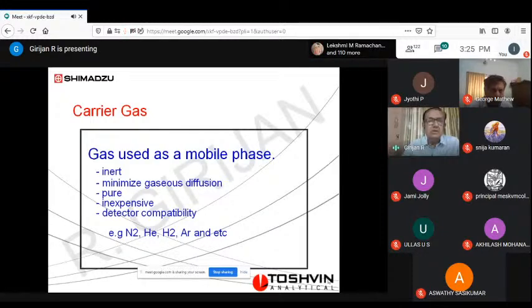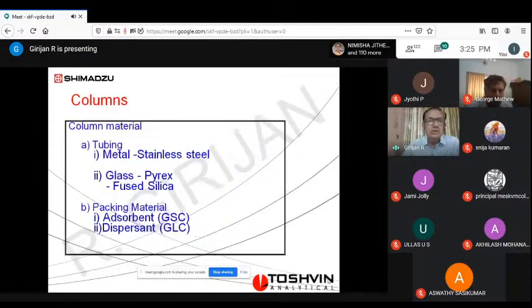The next one is helium. Helium is also good. Next to hydrogen is helium, but people don't prefer to use helium in GC because helium is quite expensive. But that's the only gas we are going to use in GCMS. When you are coming to GCMS, I told you helium is the carrier gas we are going to use. But in the case of GC, we know most of the people use ultra pure nitrogen. So that's the carrier gas we are going to use.